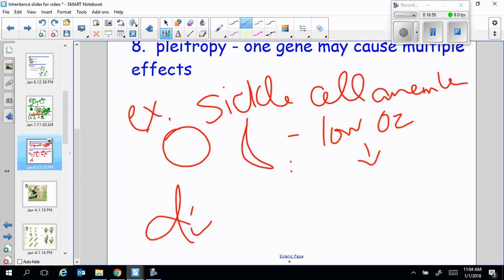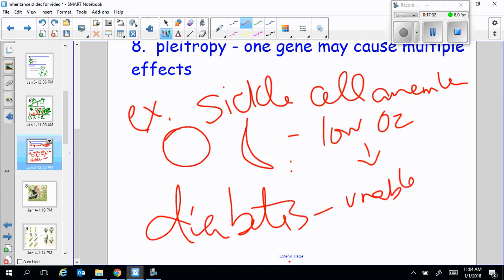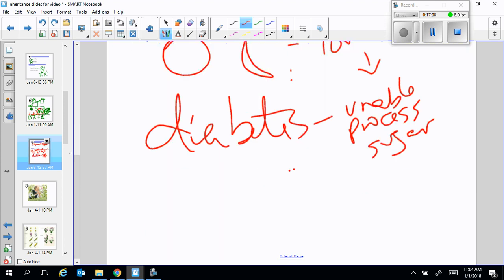Or another great example is diabetes. When people have diabetes, they're unable to process sugar properly. And because of their inability to process sugar, it actually affects many organs. It can affect your liver.